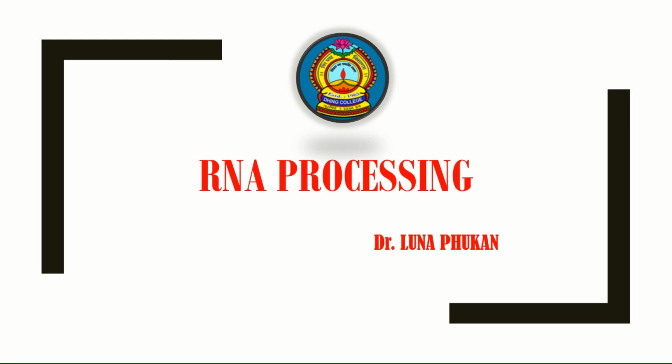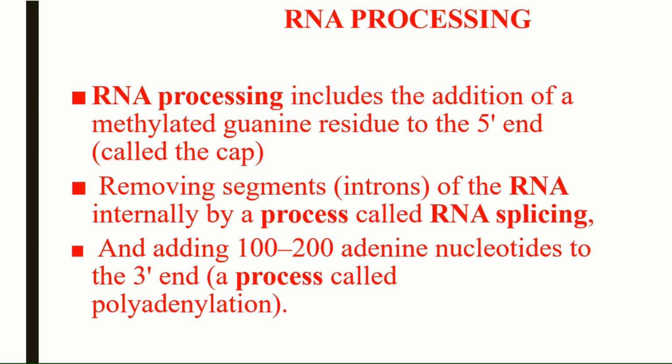There are three types of changes that occur in a messenger RNA molecule. First, RNA processing includes the addition of a methylated guanine residue at the 5' end, called the cap. Second, removing segments, introns, of the RNA internally by a process called RNA splicing. And third, addition of 100 to 200 adenine nucleotides to the 3' end, which is called the process of polyadenylation.